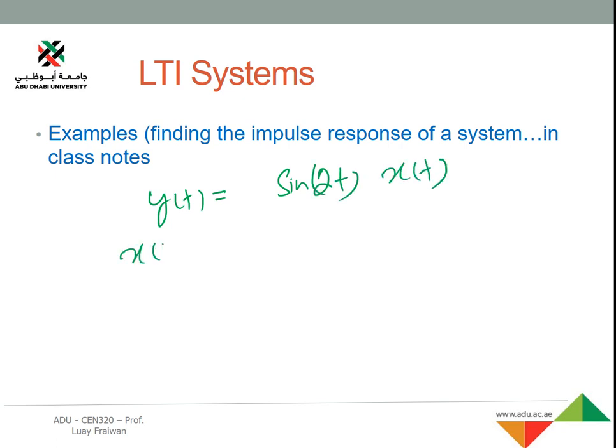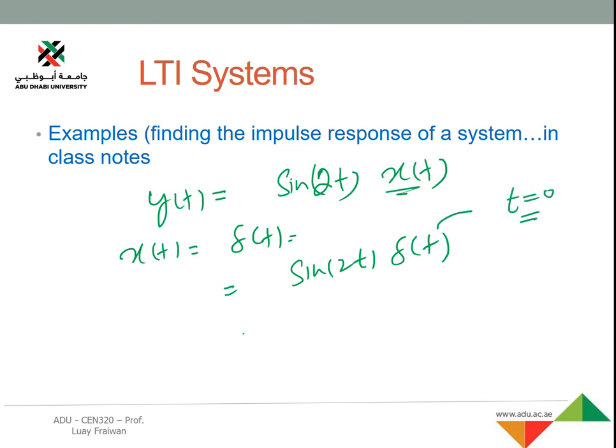Okay, now let's say the input is delta of t. Then what would be the response of the system, or the impulse response? Let's replace our input with the impulse, so it will be sine of 2t times delta of t, and this impulse exists at t equal to 0, right?